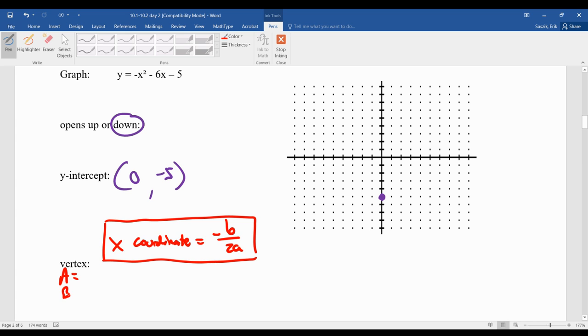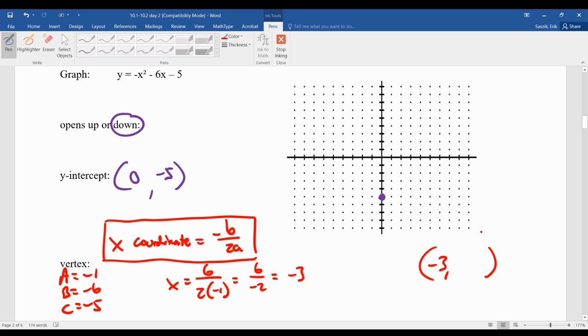So let's jot down our a, b, and c for this problem. And they're all negative. A is -1, b is -6, c is not c, c is -5. So if I'm going to do the x value, the opposite of b would be positive 6 over 2 times a. That would be 6 over negative 2, which is negative 3. But remember, that is just the x value of the vertex. The vertex is two numbers, an x and a y.